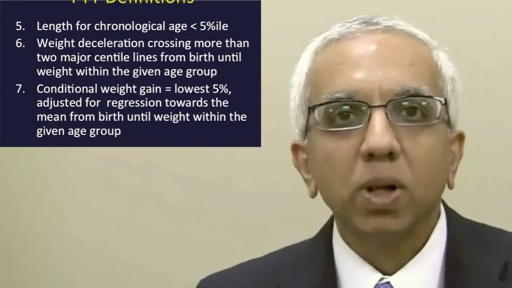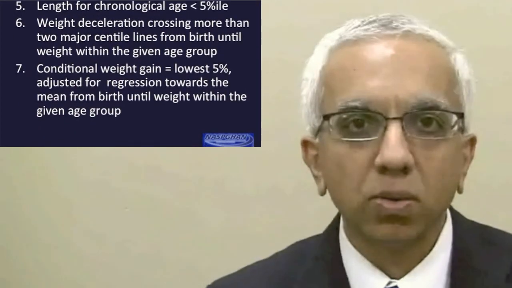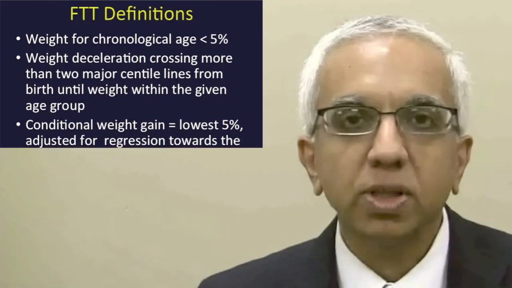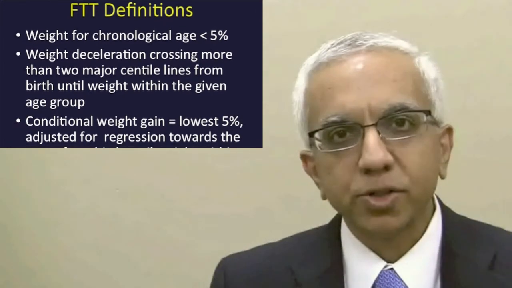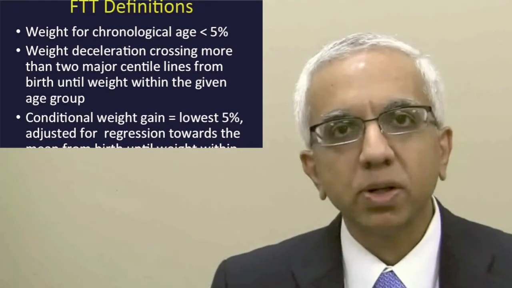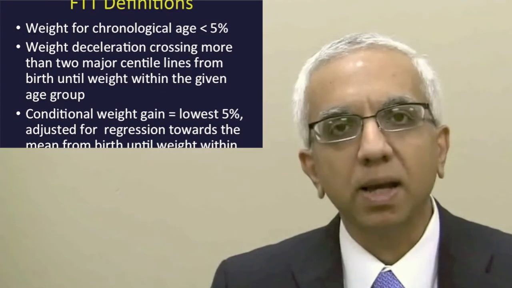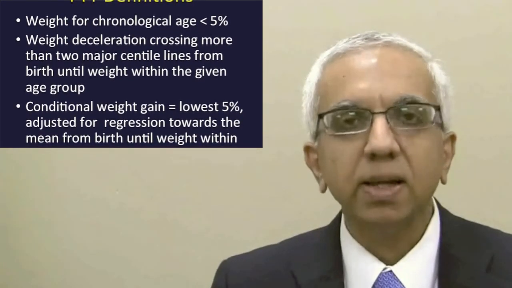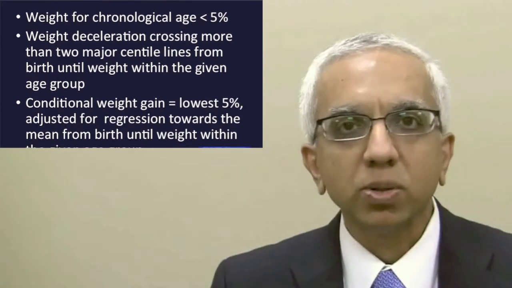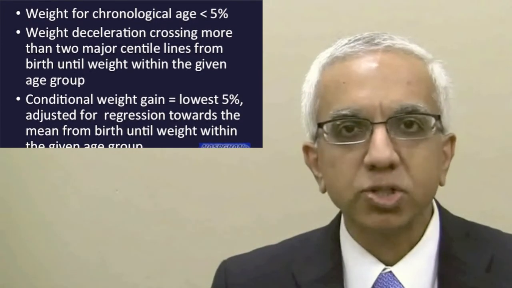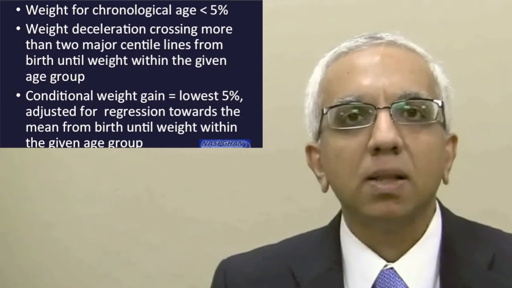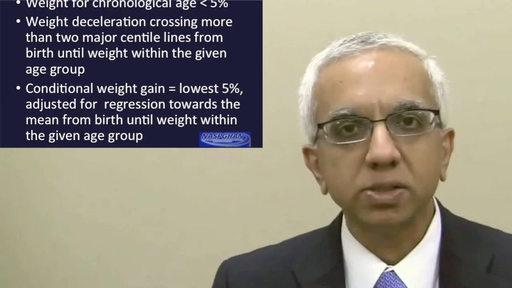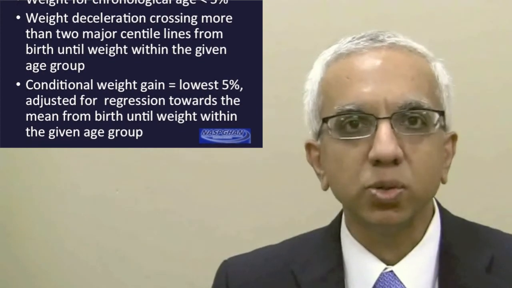The 3 that I will discuss from here on forward are weight for age less than the 5th or the 3rd percentile. The other definition involves weight deceleration across 2 major percentiles. And finally, the 7th definition refers to conditional weight gain, and it is important to note that there are no specific US charts that chart this. There are WHO growth charts that give us conditional weight gain, but they are not easy to use.